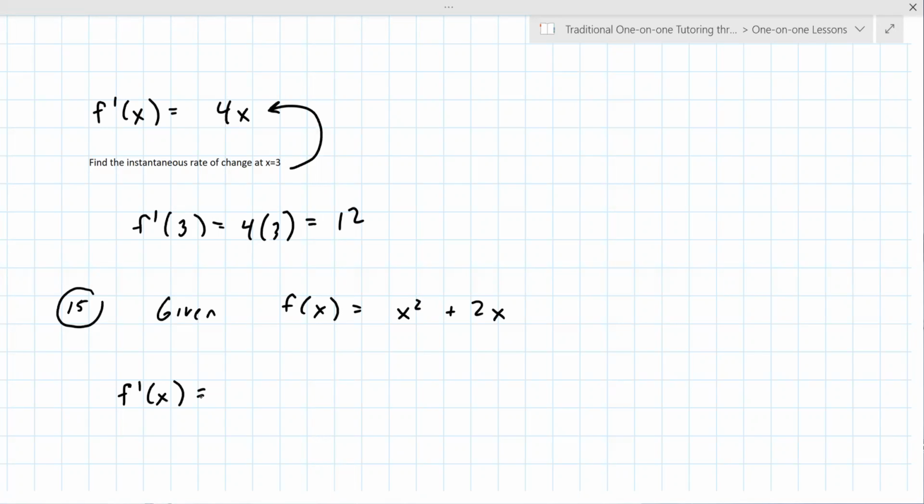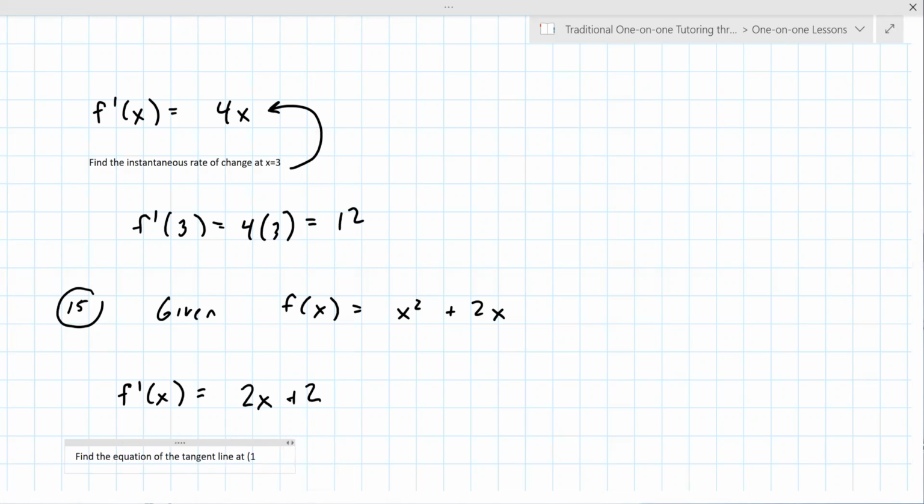Okay, so I got 2x plus 2. That is correct. So your derivative is 2x plus 2. That's great. All right, let me write out what the question would actually say here. It would say, find the equation of the tangent line at x equals, I'm sorry, at 1, 3.